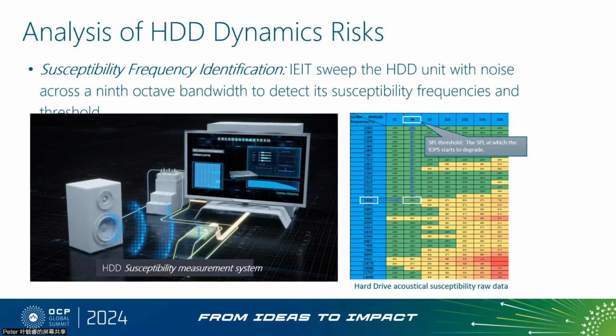The picture on the right bottom presents the raw result from the sweep test. It is a 2D matrix showing the performance degradation of each step. Here I provide a real report for one HDD. The first row is the SPL steps for the sweep test, and the first column is the center frequency of each 1/9 octave band.